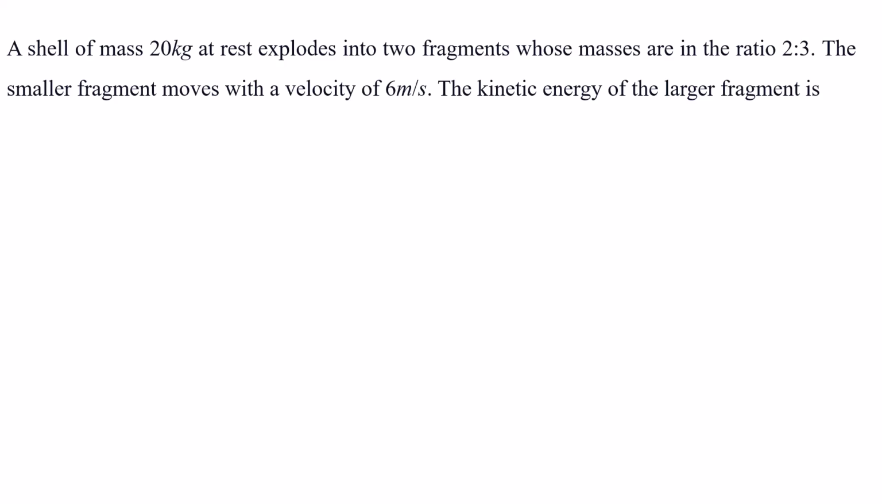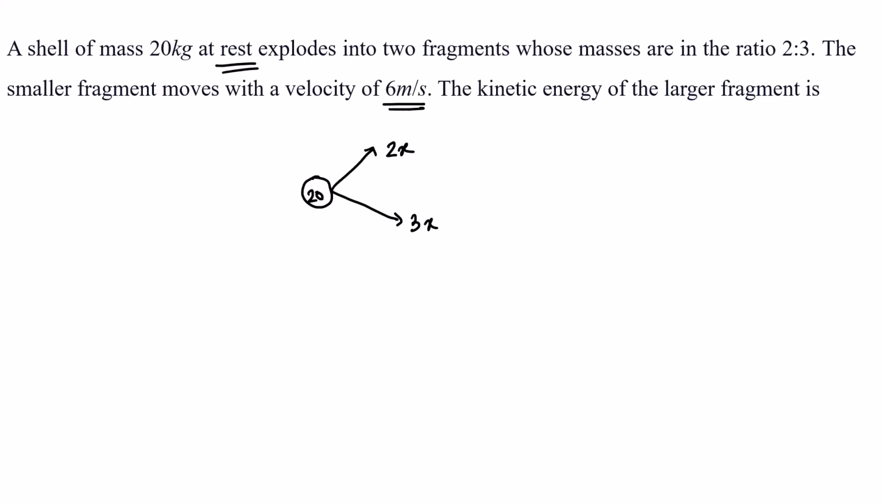The question is, a shell of mass 20 kg at rest explodes into two fragments whose masses are in the ratio 2:3. The smaller fragment moves with the velocity 6 meter per second. Find the kinetic energy of the larger fragment. So we have a shell of mass 20 kilogram that is getting exploded into two masses in the ratio of 2:3. If it is a 2:3 ratio, we can write it as 2x and 3x.